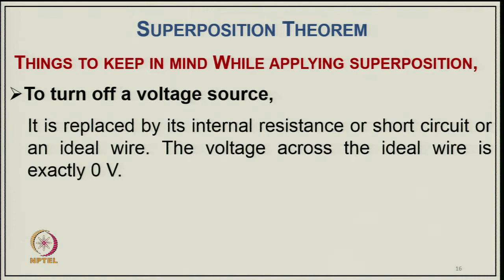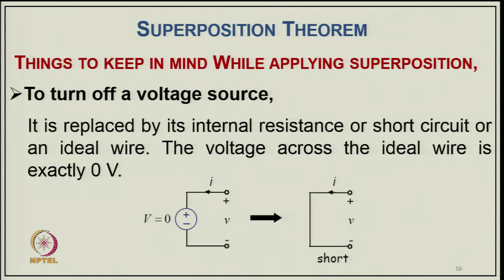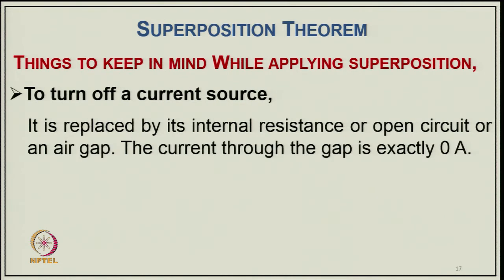So, a voltage source is turned off by replacing it with its internal resistance, or a short circuit, an ideal wire. The voltage across the ideal wire will be exactly 0 volts. A simple example: when we have a circuit with a voltage source of 0 voltage, it can be represented as a current flowing through a short circuit, if there is no internal resistance of this source.